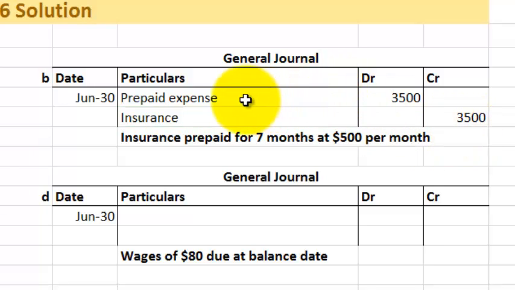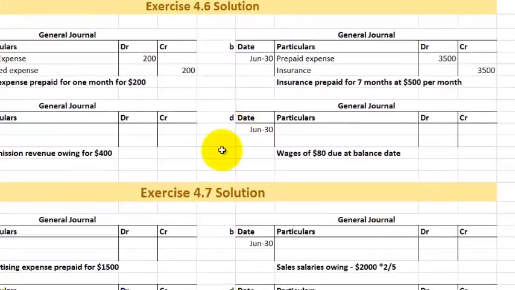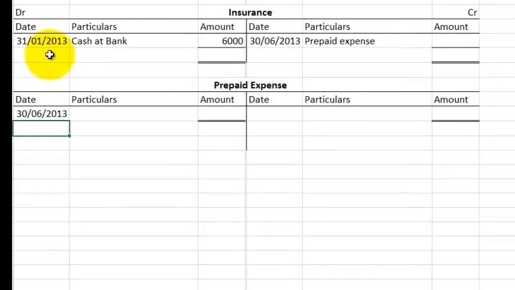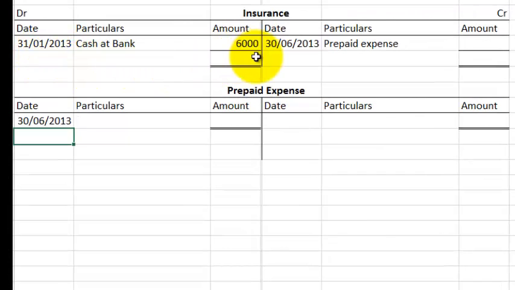To help you understand this entry further, I'm going to show you how the background entry was made in the first place and how this entry then is reflected in the ledger accounts. So I'm going to flick over to the ledger accounts. You'll see here that $6,000 was paid. Now let's just work that out. Remember, it's $500 per month, so $6,000 was paid 5 months before balance date, so that's end of January there.